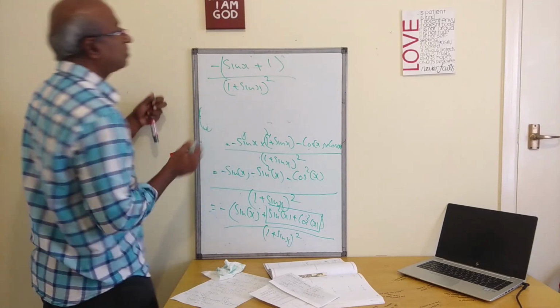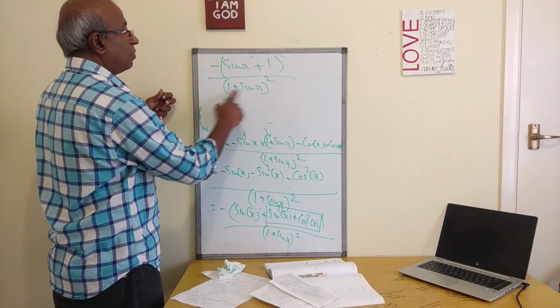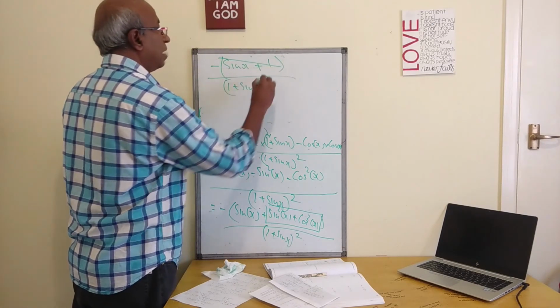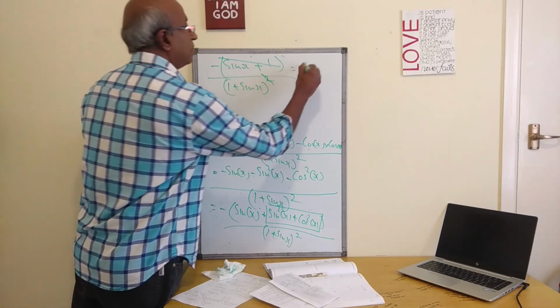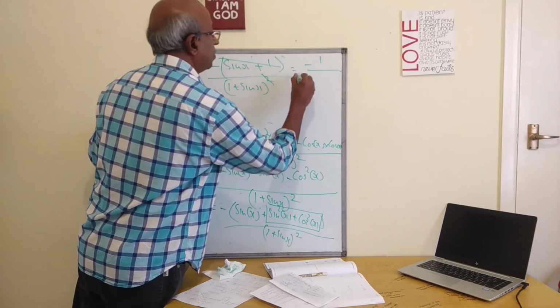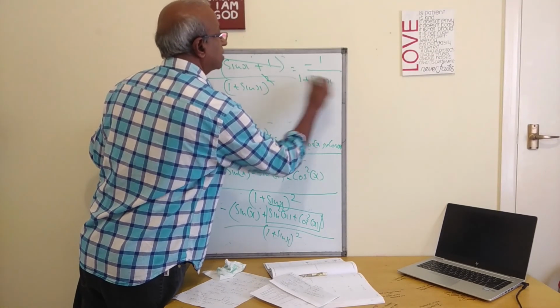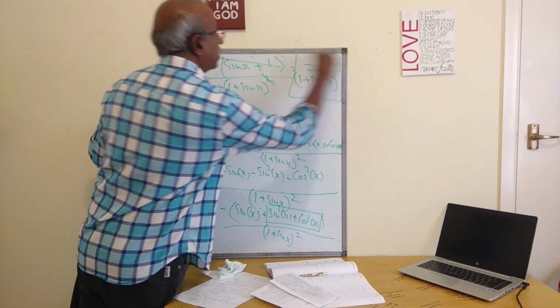Okay. Look at this one. 1 plus sin x, 1 plus sin x. I'll cancel that one. I'm going to cancel this one. So we have negative 1 in the numerator. Answer is negative 1 over 1 plus sin x. That is the final answer.